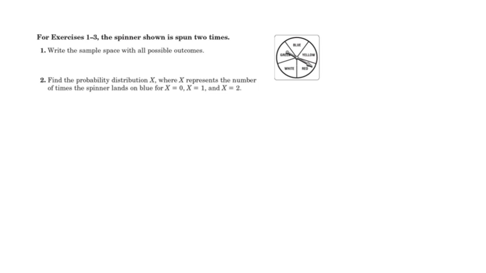For the spinner shown, it is spun twice. Write the sample space with all the possible outcomes. All that means is, just tell me every possible thing that could happen. So when I spin the first time, my first one could be blue. Then I could get another blue. I could do blue, and the next time it'd be yellow.